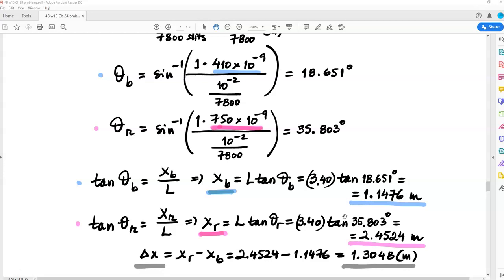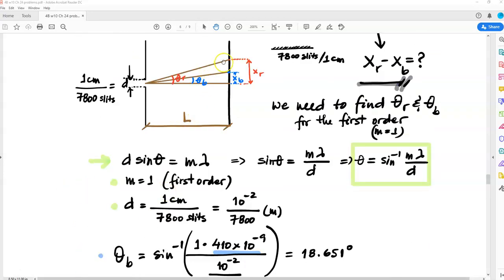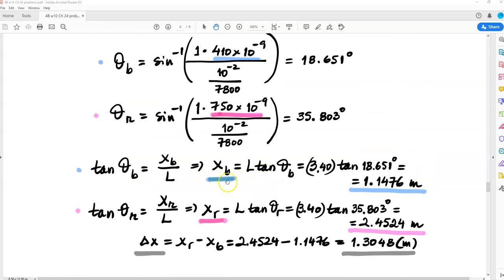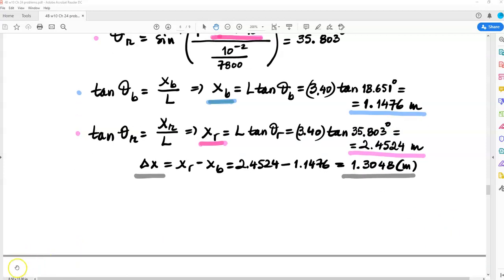However, in this case, they only ask you to find x. So tangent of theta b in a big triangle, right? If you look at each one of those triangles, there's your x, so opposite, and here's your adjacent. Follow the story right here. So xb will be L tangent of theta. Similarly, L tangent of theta for the red one. Plug in your numbers. For the blue light, you get about 1.14. For the red light, you get about 2.45. So that matches the opening of your angle. So your delta x, or how wide that is, you subtract the two numbers and you get about 1.3 meters. So that's it for this part.